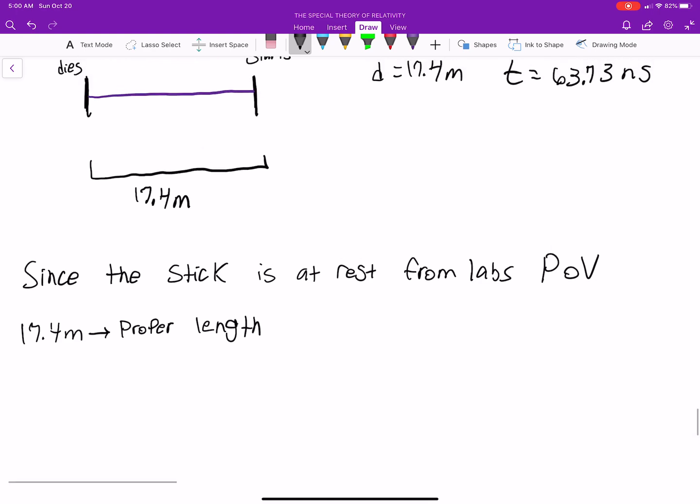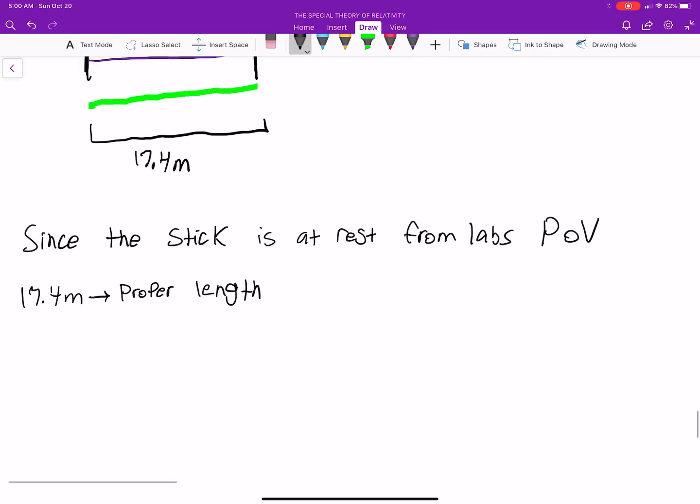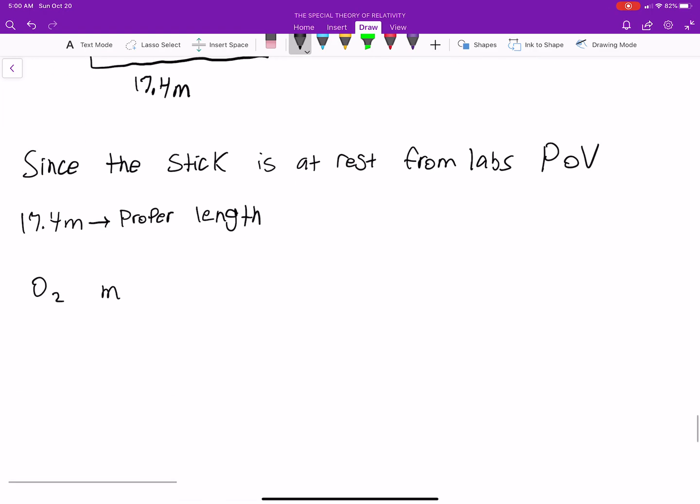So the question is, where does it look like the stick's stationary? Well, it looks stationary from O1's point of view because the lab's stationary and everything in the lab itself is stationary. The stick isn't moving, right? But from this particle's point of view, if this particle were to move along, it would look like the stick's moving towards it or past it. So O2 sees and measures the stick moving at the speed the particle is moving, 0.913 c.